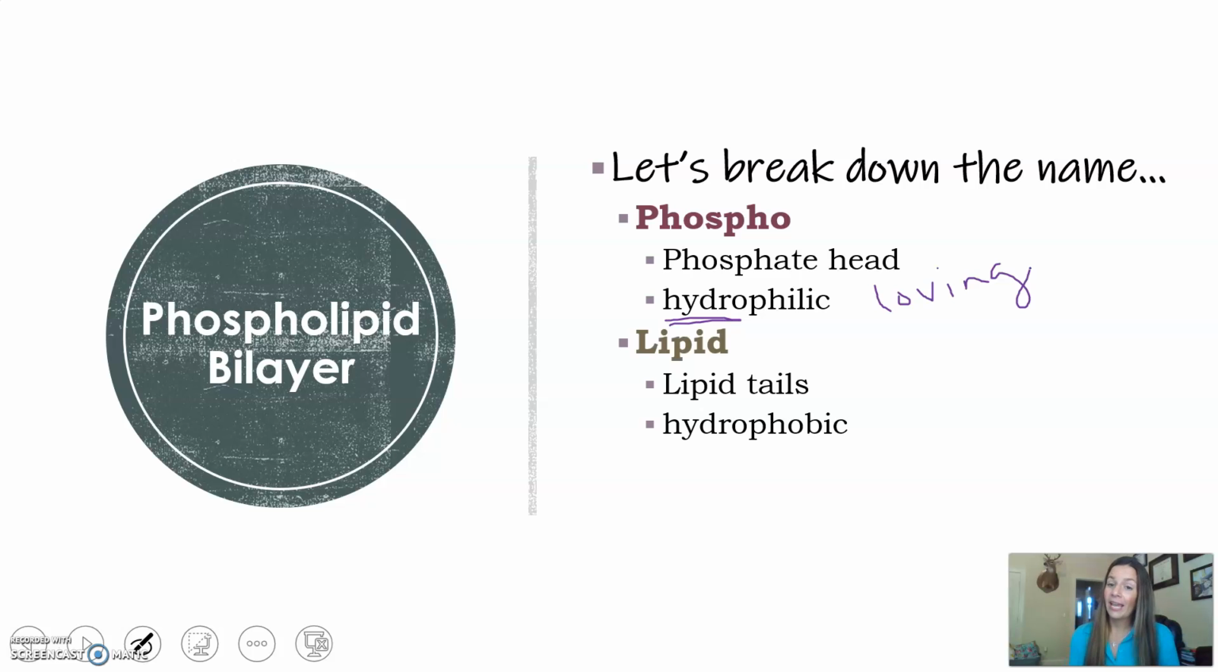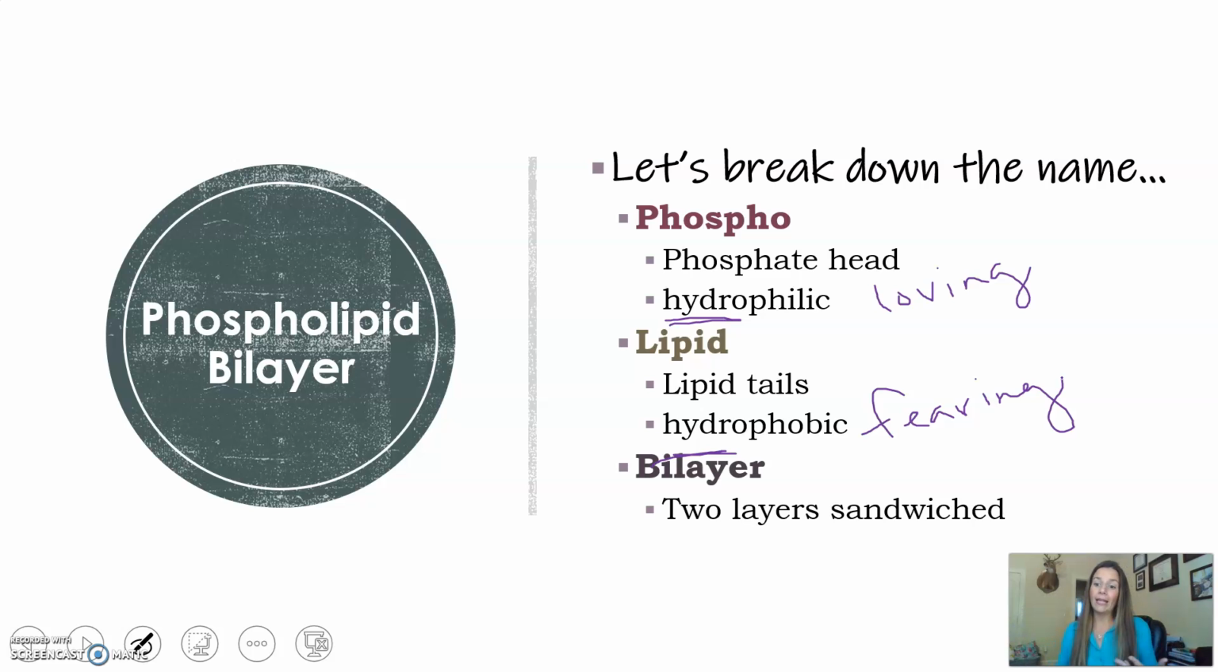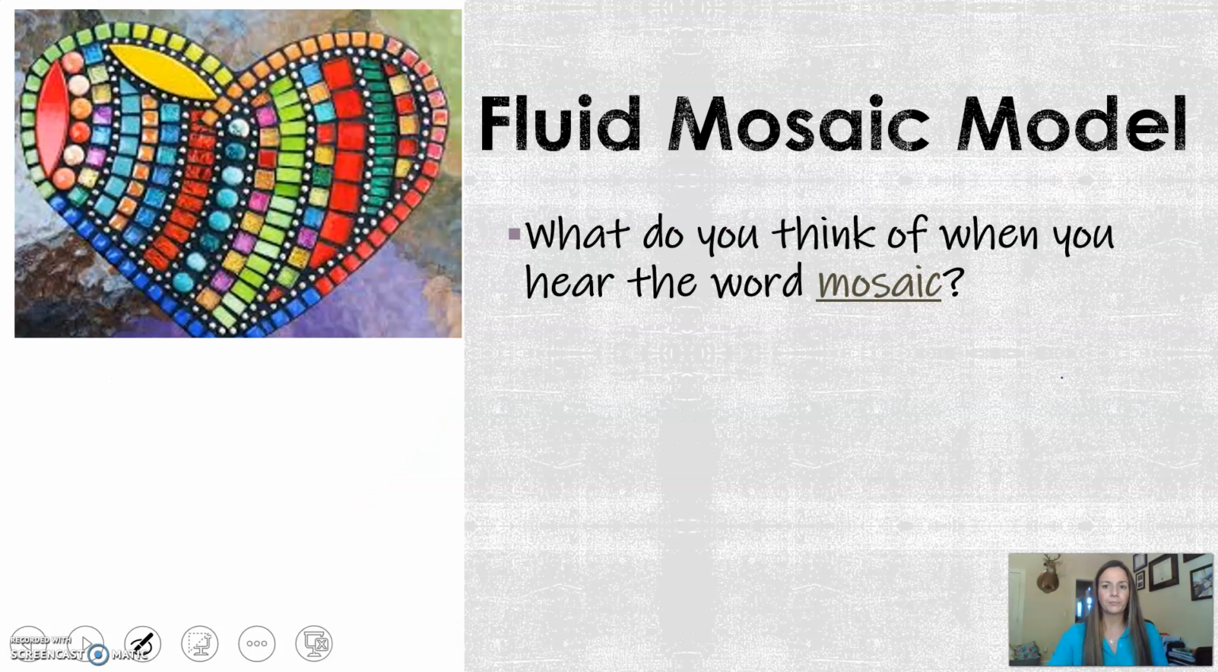Lipids make up the tails, and these are hydro, once again, water, phobic. So this time the tails are water fearing. So they actually align themselves together. So it's also a bilayer, meaning it's two layers sandwiched. So if you imagine my fingers are the tails facing each other, and the heads are on the outside where my wrist would be. And this is how the cell membrane is formed with those two layers.